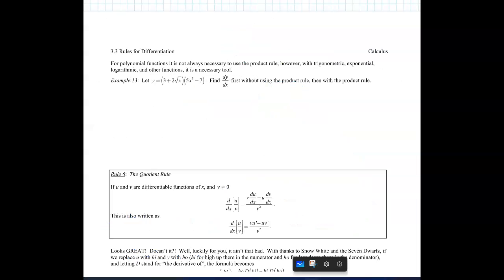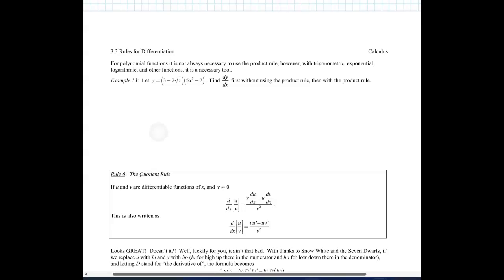Okay, so let's do another one, just because not everything's nice and pretty and easy. So let's remember some exponent rules. It says find dy/dx if y is 3 plus 2 times the square root of x, times the quantity 5x cubed minus 7. And we need to try to do this first without the product rule and then with the product rule, so fun times.